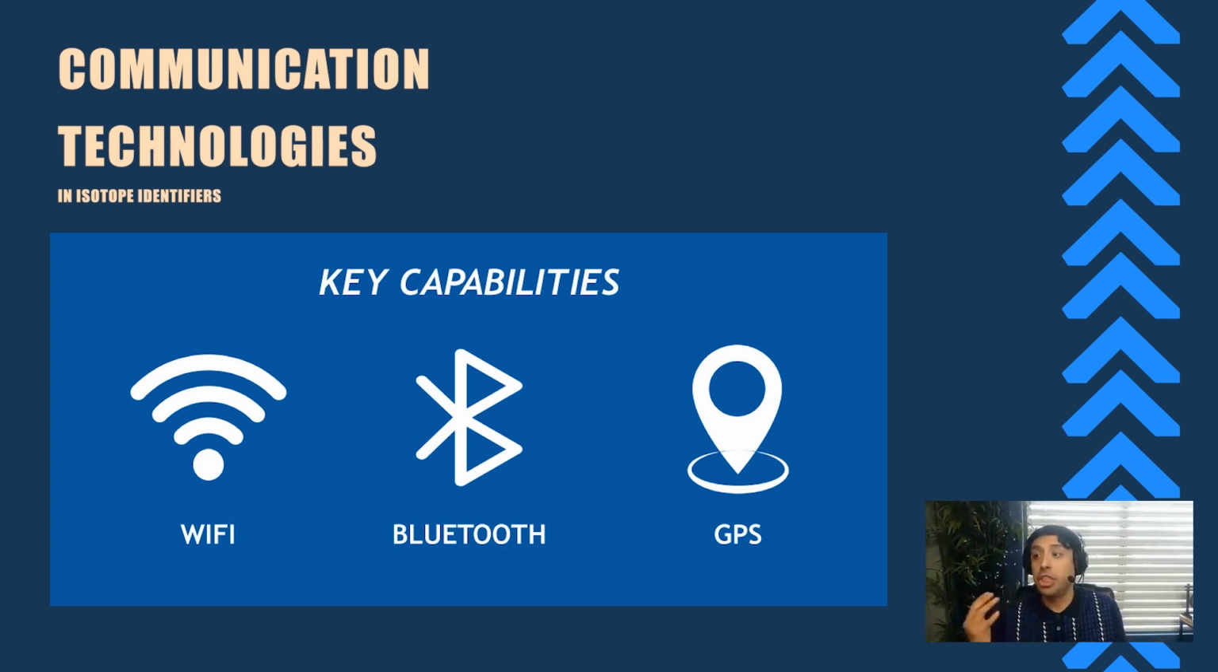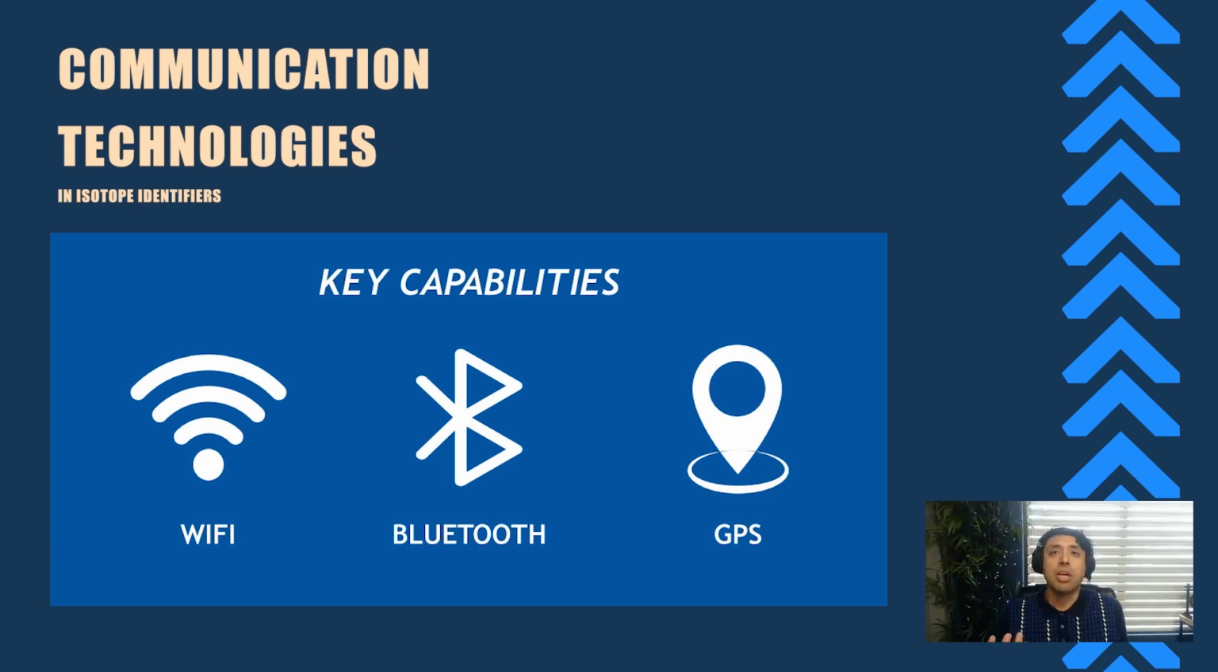Next, GPS, global positioning, that provides precise location data crucial for mapping radioactive sources or contamination and environmental monitoring and security operations. So, by tagging isotopic readings with exact geographical coordinates, GPS enables effective tracking and management of radiological materials, and it facilitates rapid response and informed decision making in emergency situations or routine monitoring.